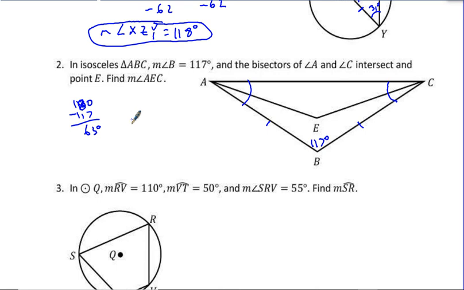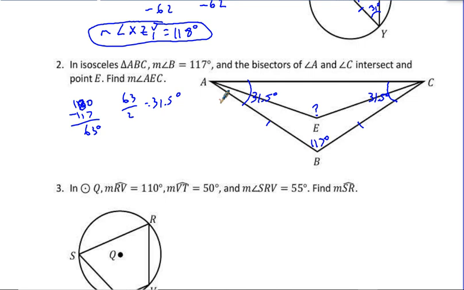So then the measure of angle BAC would be half of that. 63 degrees divided by 2 is 31.5 degrees. And this one is 31.5 degrees. I'm looking for angle AEC. And I'm going to change colors here, let's go with this maroon.